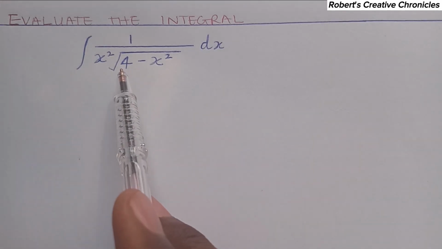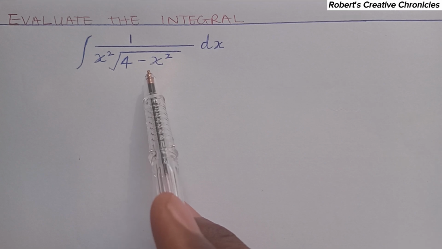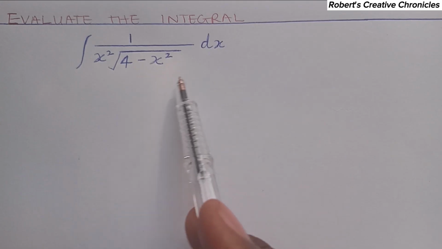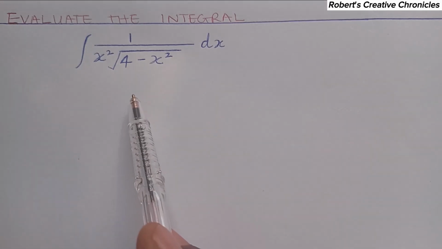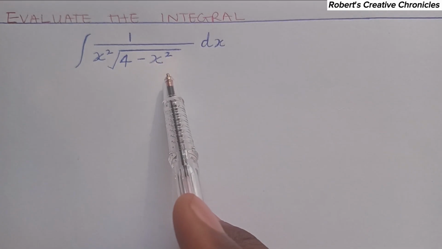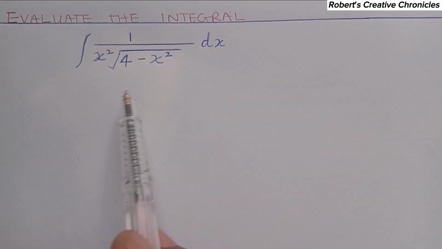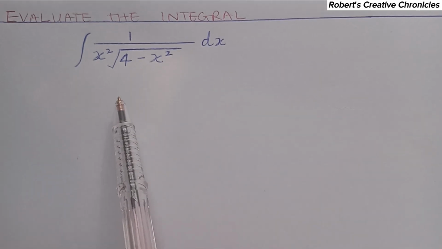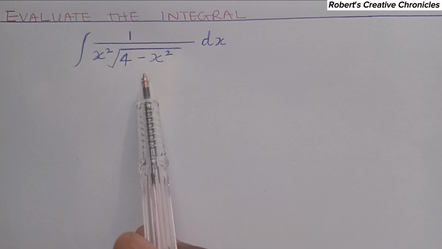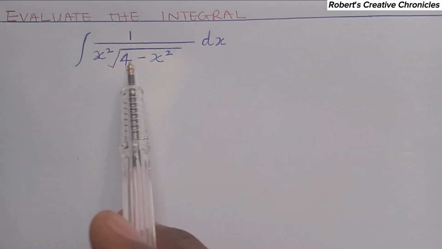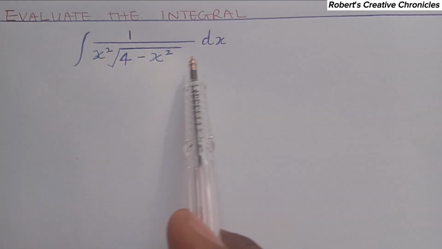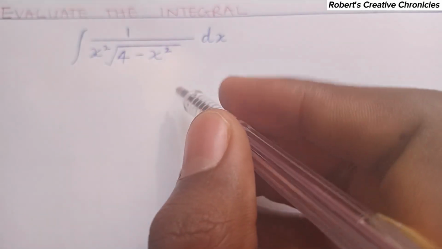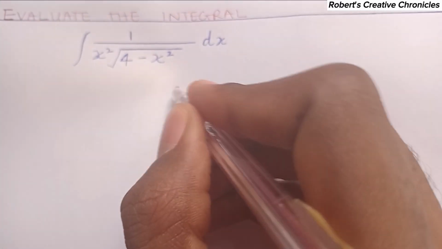So now we can't use direct integration for this. If we substitute 4 minus x squared as t, x squared will not cancel because the derivative will give us negative 2x. So we can't use simple substitution. Integration by parts we can't use here because of this square root term. So the only technique we can use here is trigonometric substitution. Okay, let's write the solution first.